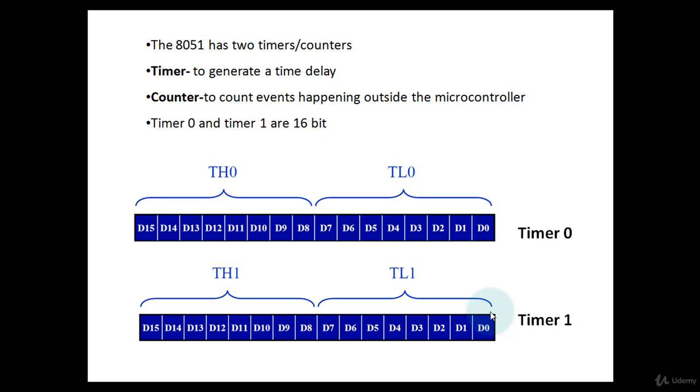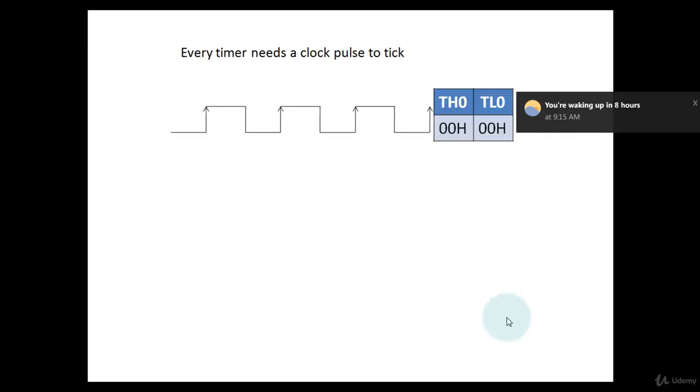These two hardware modules are associated with two 16-bit registers. Timer 0 is associated with the TH0 and TL0 register. Timer 1 is associated with TH1 and TL1 register.